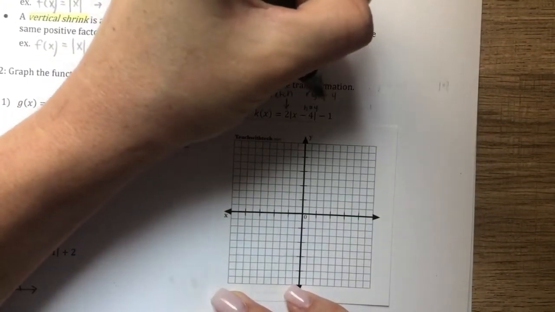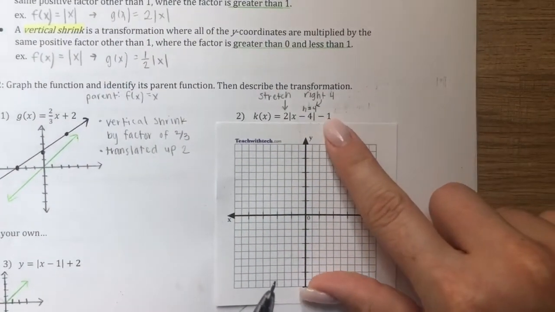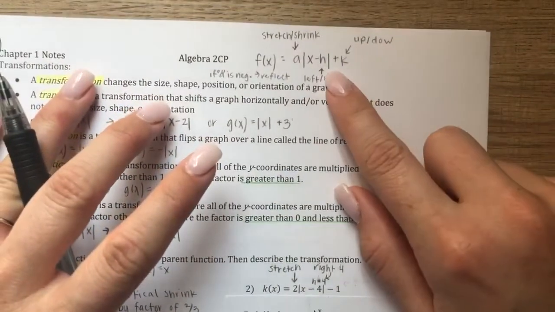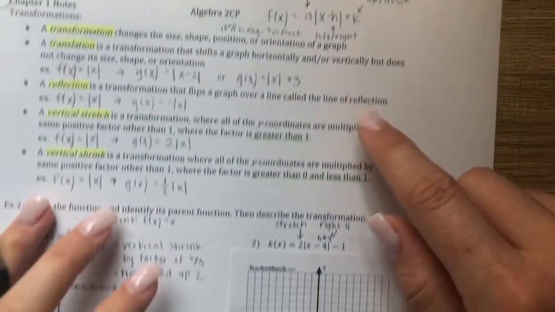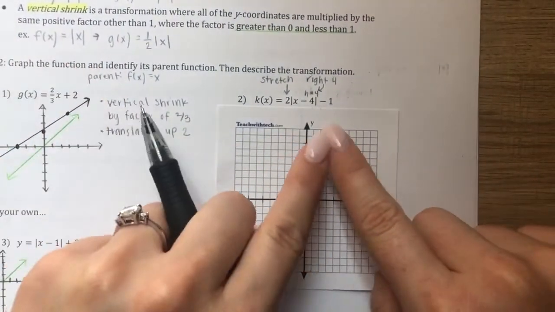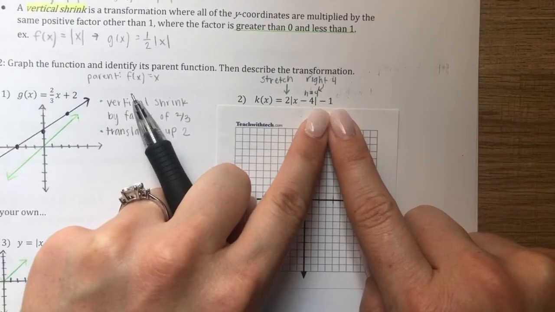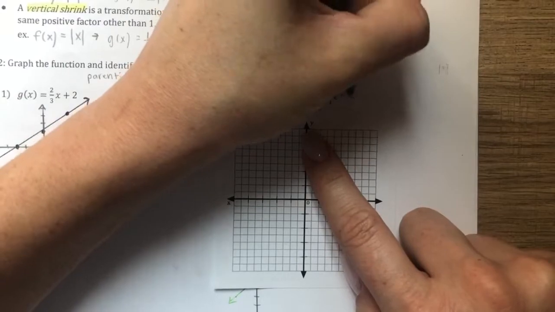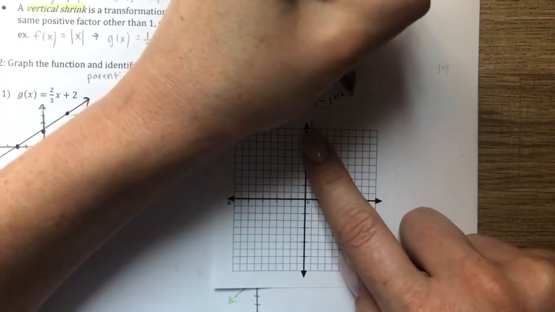So h tells us left or right. And then if we have a value outside of here, that's our k. So if we look back one more time, there's a plus k up here, and that tells us if it's up or down. So since I have a minus 1 here, there's no negative automatically embedded at the end there, or a subtraction sign. So this means that k is, sorry, negative 1. And we need to go down 1.